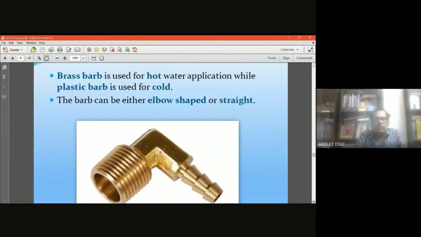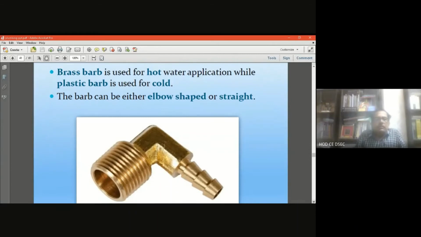Now, the brass barb is used, as you see in the photographs, for hot water application, while the plastic barb is used for cold water. The barb can be either elbow shaped or straight.